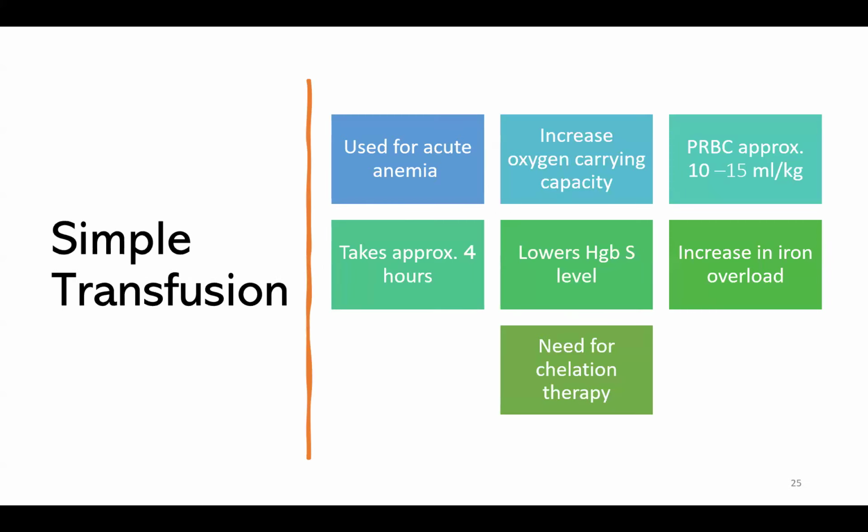So simple transfusions. This is used for an acute drop in hemoglobin. It helps with increasing oxygen carrying capacity. Packed red blood cell transfusions are usually anywhere from 10 to 15 mL per kilo. It takes approximately 4 hours to complete. Again, giving nothing but normal AA blood helps to lower the amount of sickled hemoglobin within the system. And sometimes for some of our patients after repeated transfusions, there can be an increase in iron overload and sometimes a need for iron chelation therapy.